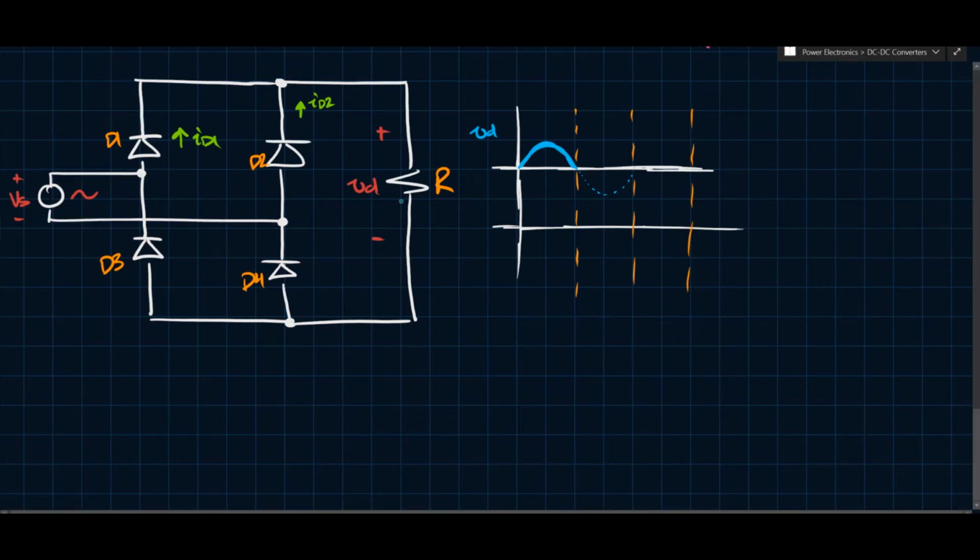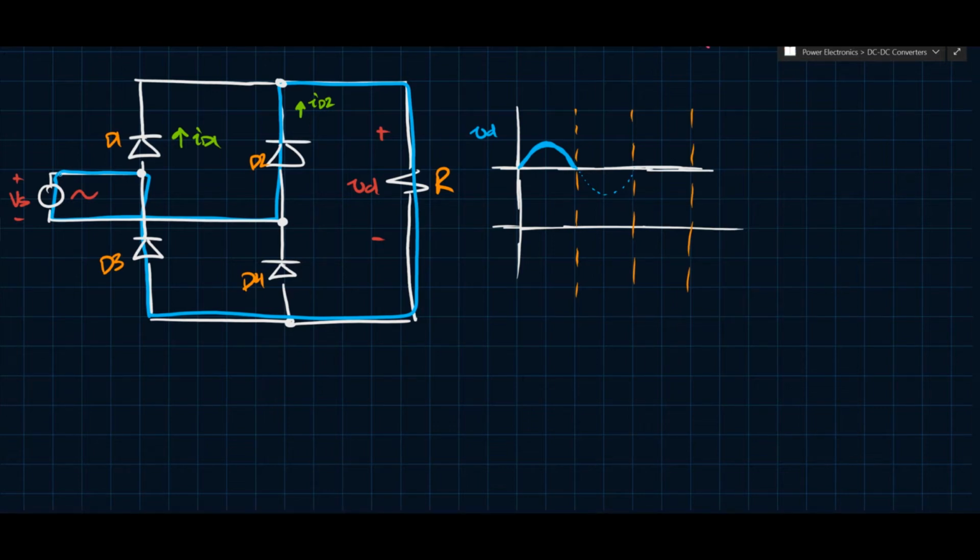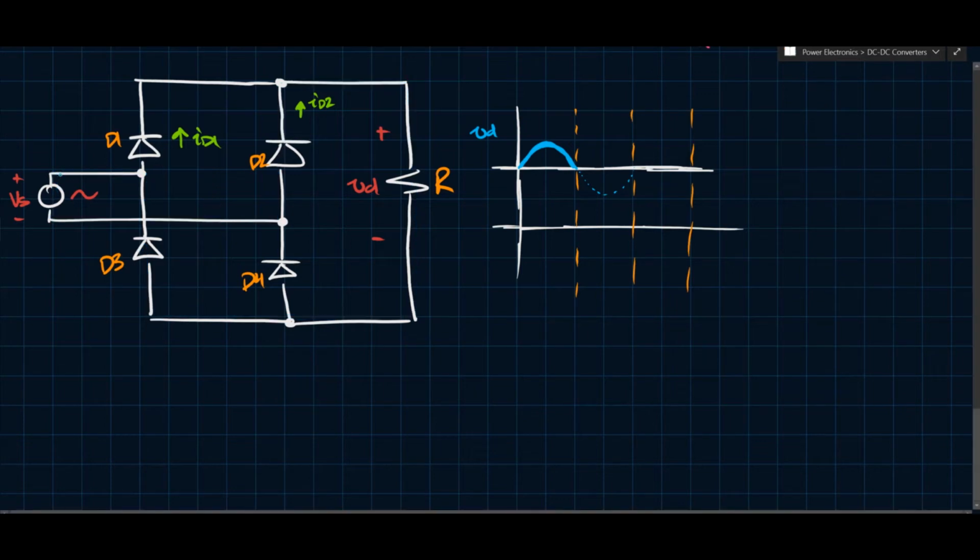Now, in the other case, when Vs goes negative, what's going to happen is the conduction path is going to go like this. So it's going to go down through D3, right? It's going to go across like this. It's going to go through D2, and then it's going to come back up like this. Okay, and the way that this is connected, the Vs source is now connected to VD in a reverse polarity manner. And what that does is that produces another positive cycle like this.